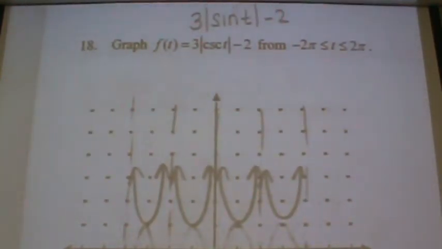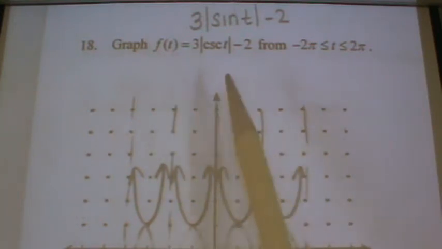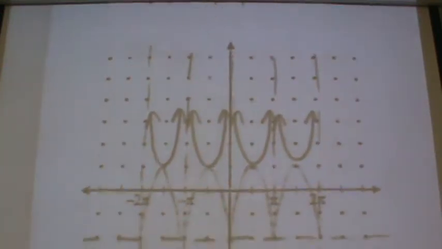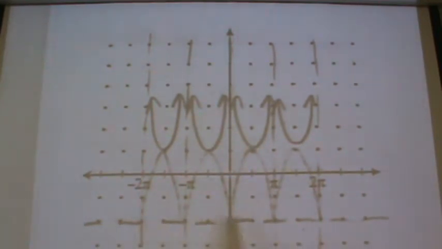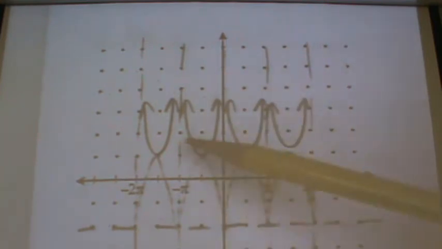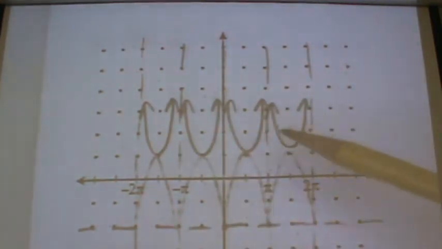Number 18, you're going to graph 3 sine t minus 2. And right here, very lightly, is 3 sine absolute value. And then your asymptotes for this one would be in between. So these are the actual graphs for that one.